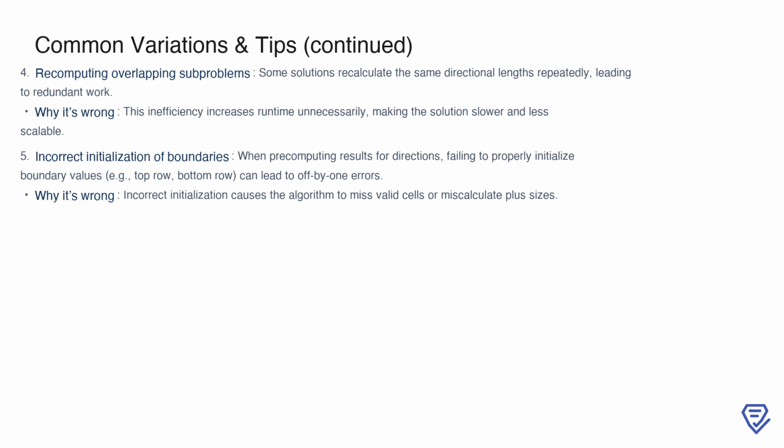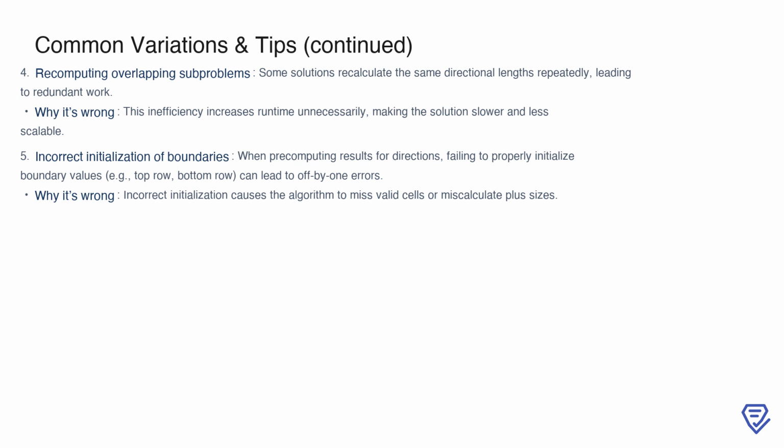Boundary initialization is another area where errors often occur. For instance, when calculating directional lengths for cells near the edges of the grid, improper initialization can lead to off-by-one errors. These errors might cause the algorithm to skip valid cells or miscalculate the size of potential plus signs. Ensuring that boundary values are set correctly at the start of the computation is key to avoiding these issues and achieving accurate results.